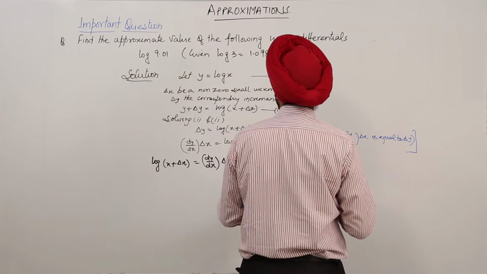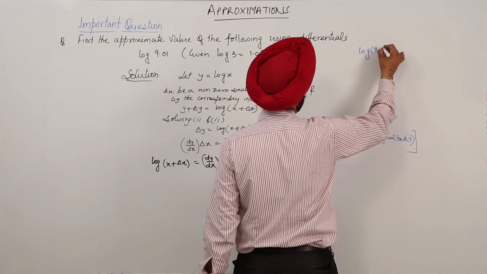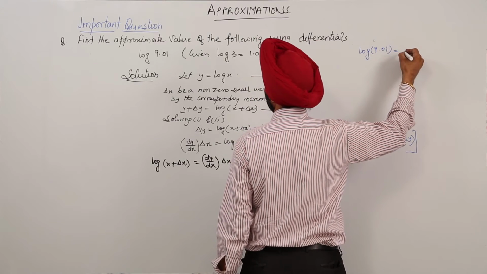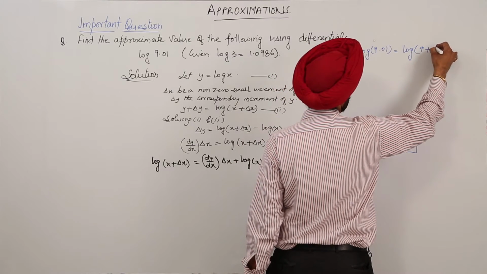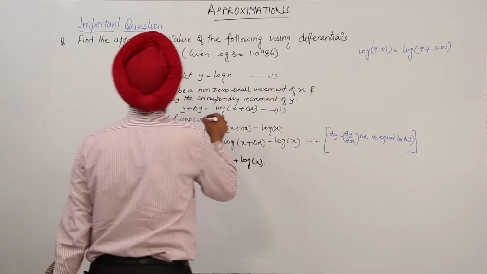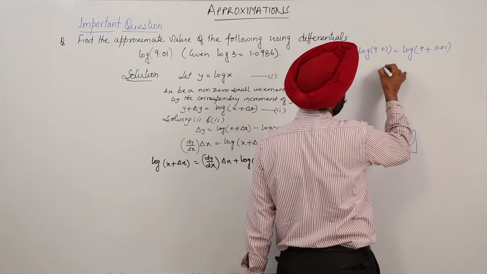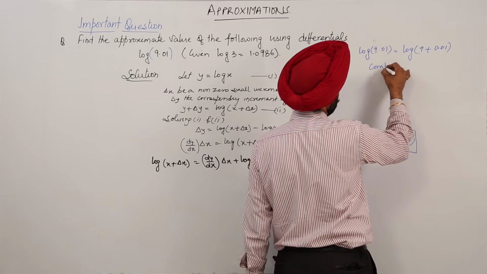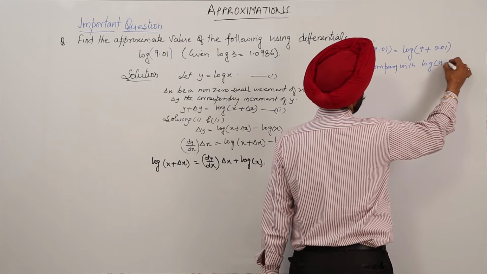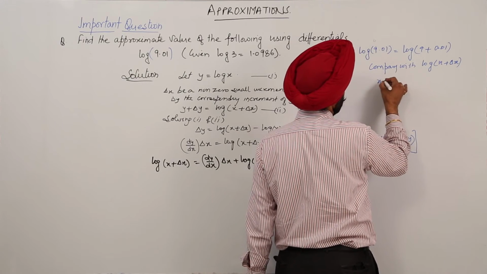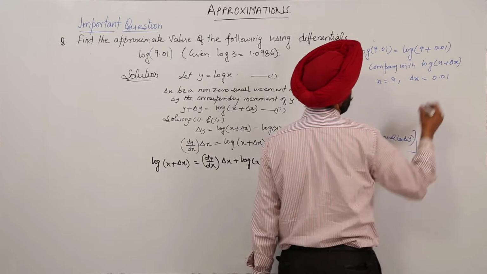Now log 9.01 is equal to log 9 plus 0.01. Now comparing with log x plus delta x, we are having x is equal to 9 and delta x is equal to 0.01.